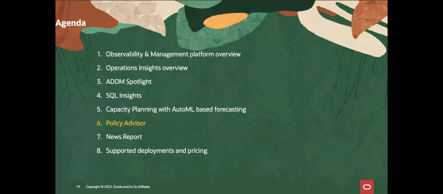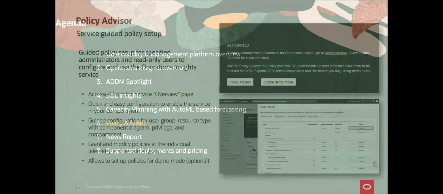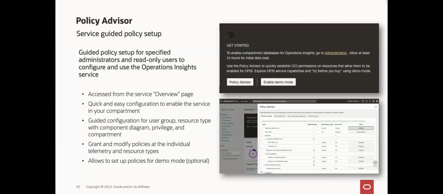All right. With this, we will pivot into this new feature we have added, which is Policy Advisor. So Policy Advisor is a service-guided policy setup that allows you to quickly establish OCI permissions on resources that allow them to be enabled for Operations Insight service. In other words, Policy Advisor is a centralized location where you can view, create, update, and delete policies required for the service for Operation Insights, right?